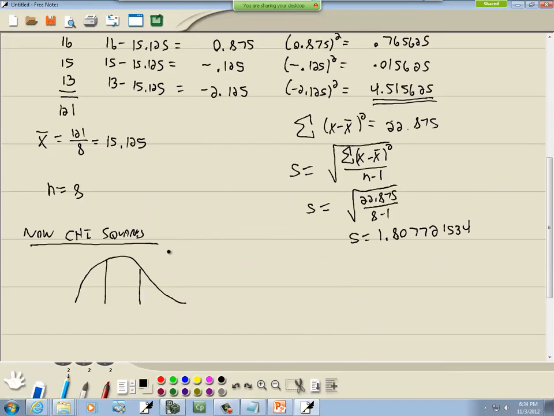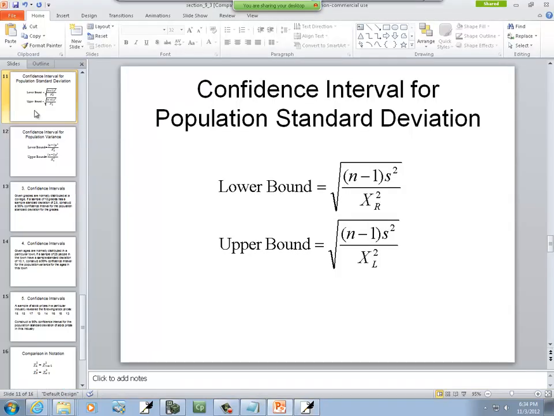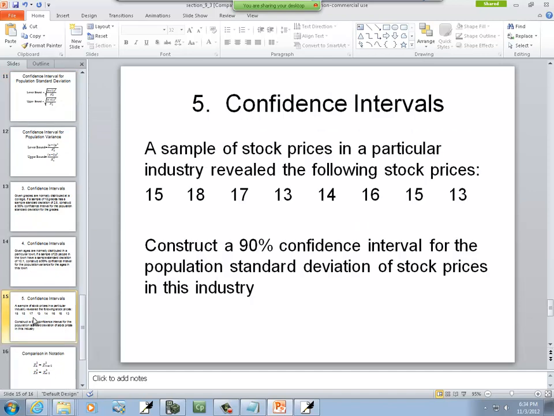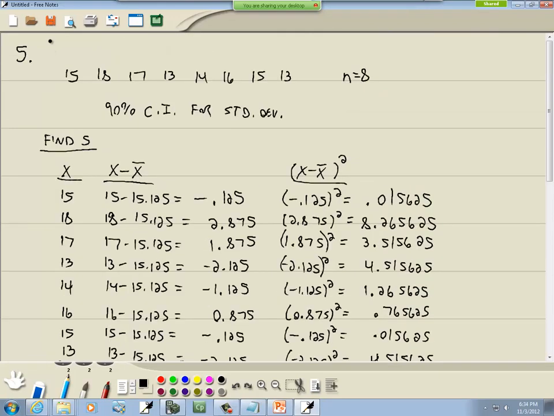And let's see if I'm right. 1.807721534. Got it right. Pretty long, horrible, but I got it right. Okay. What are we even talking about here? Okay, 90% confidence interval. So that means I'll put 90% here. I split 10% into the tails, so this will be 0.05, and this is 0.05. I don't think we found these already, did we? Nope.